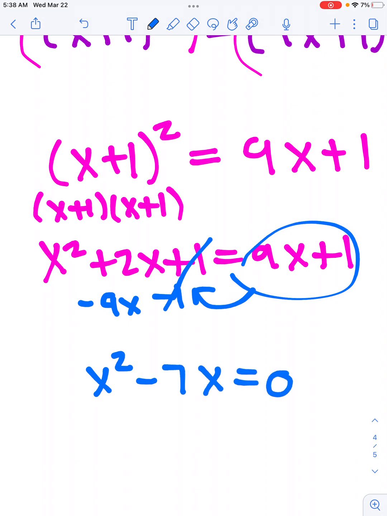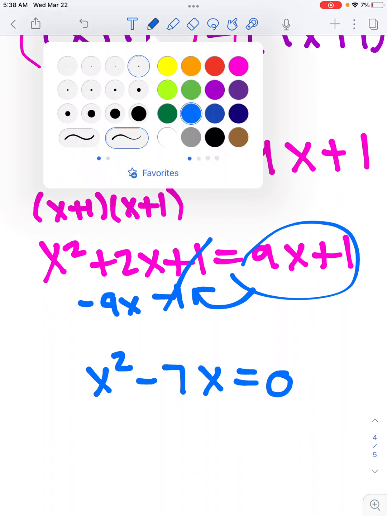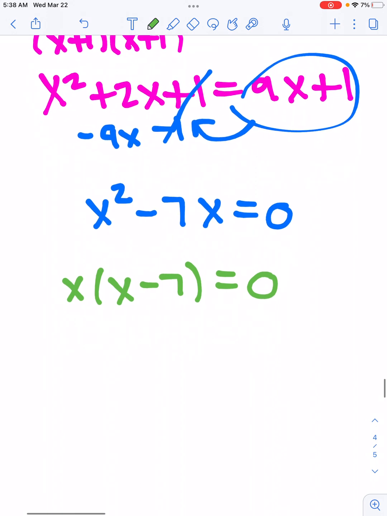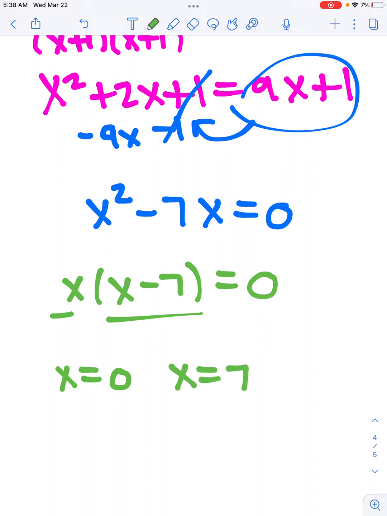So in this case, because both my terms have x's in them, I can factor out a GCF, if you remember that from quadratics, so I can pull an x out. And then x minus 7 equals 0. And then when I do zero product property, I set each of those equal to 0. So x equals 0. And then when x minus 7 equals 0, x equals 7. And then you'd plug these both back in.